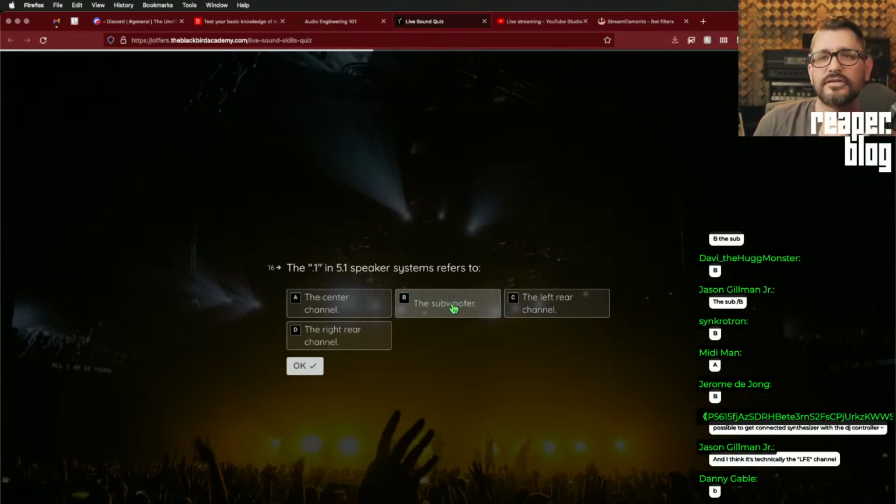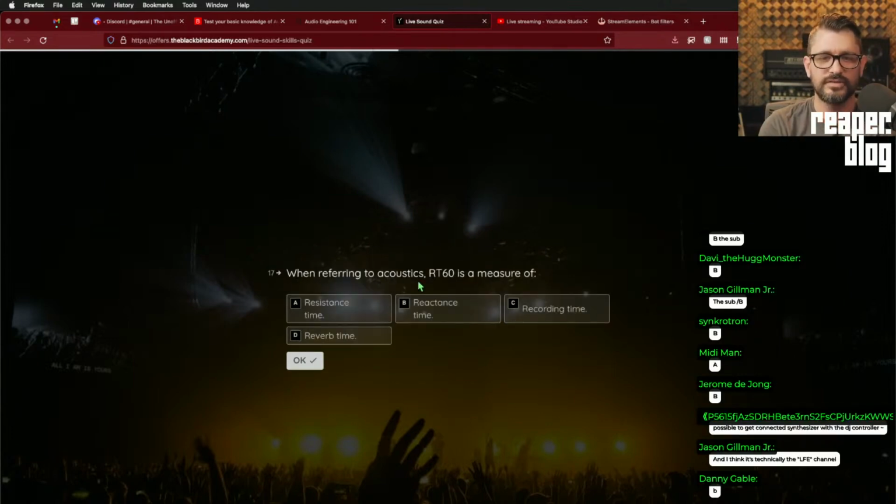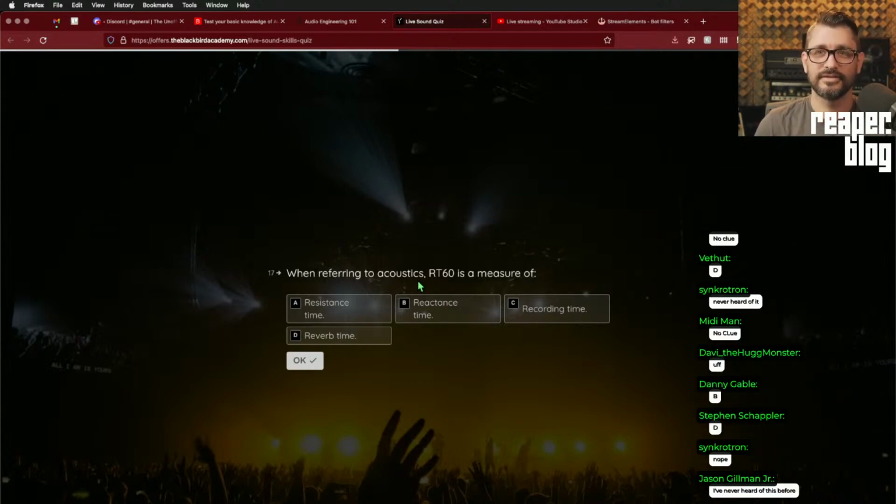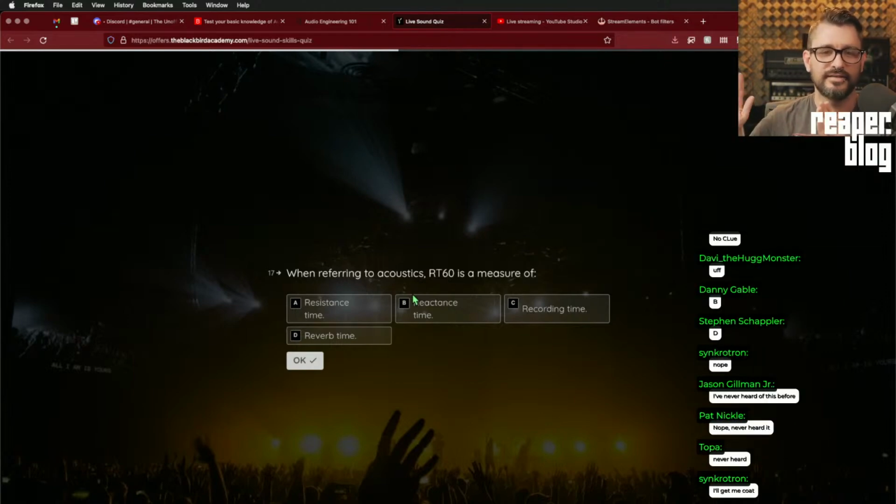Low frequency effect, yeah. When referring to acoustics, RT60 is a measure of resistance time, reactance time, recording time, or reverb time. Self-taught home studio musicians, have you heard the term RT60 before? Interesting. Okay, so RT60 is the reverb time of a room. If you clap your hands and it takes 1 second for the sound to decay by 60 decibels, that's your reverb time.